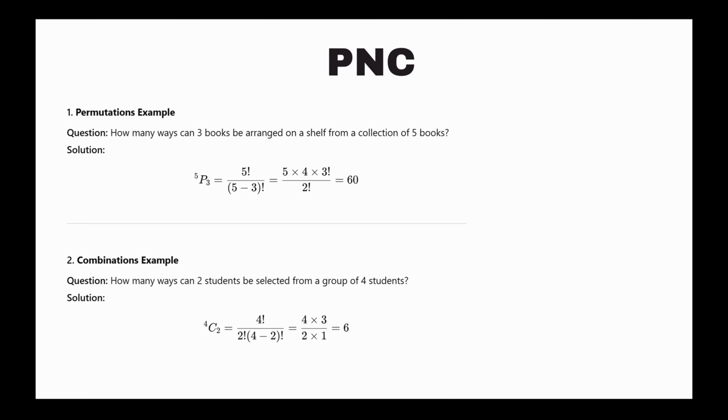Now how could I solve this using a combination formula? As I said, we are not going to be using permutations much. We are going to be solving using our combination formula only. Now first of all, I have 5 books. So I have book 1, book 2, book 3, book 4, and book 5.